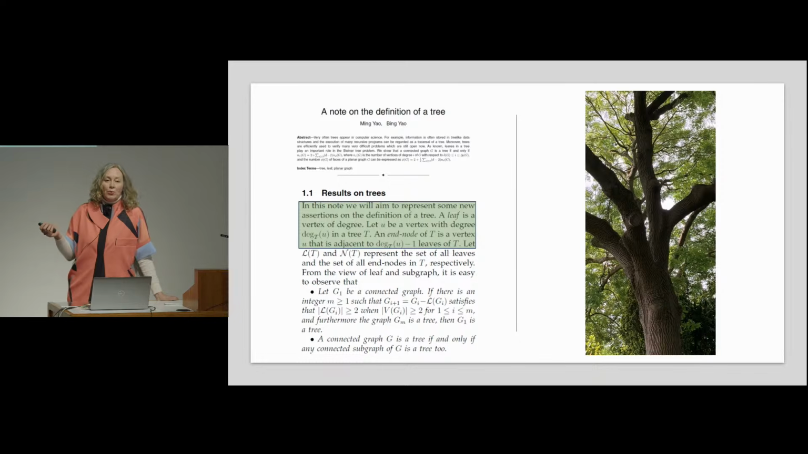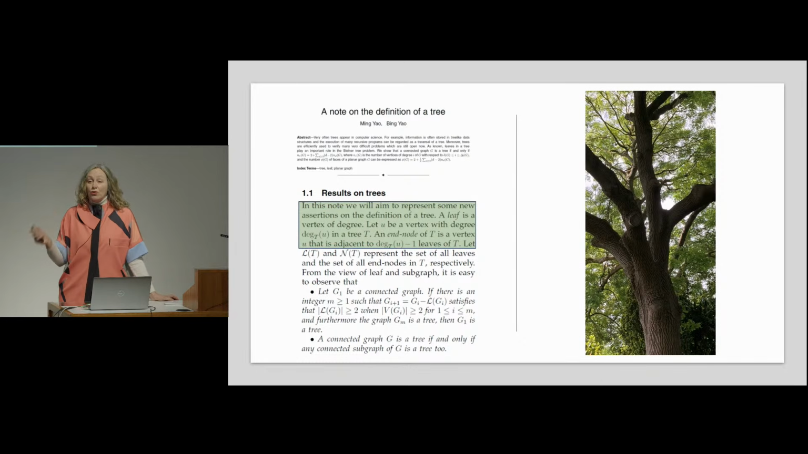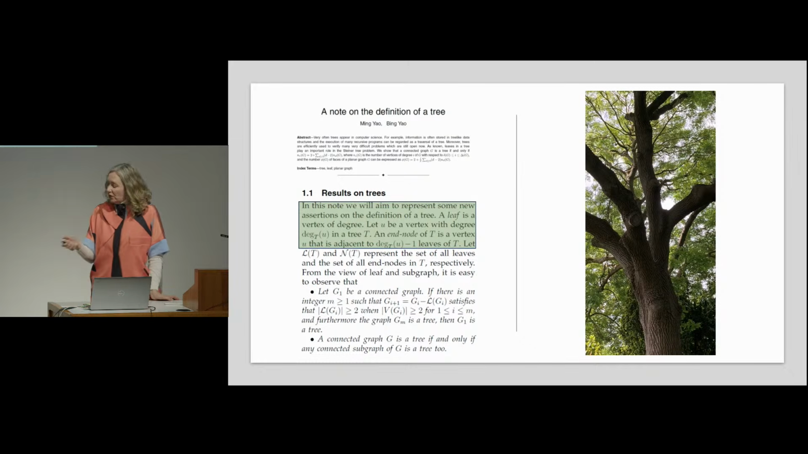And I thought, oh, this is brilliant, this is just what I need. But then if you look at how they define tree, in the note we will aim to represent some new assertions of the definition. A leaf is of a degree of... and I suddenly realized this is a tree as defined by computer scientists in graph theory. So it's not a good definition of a tree.